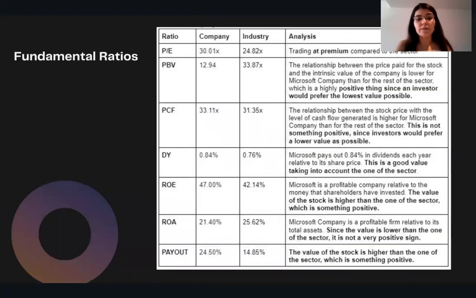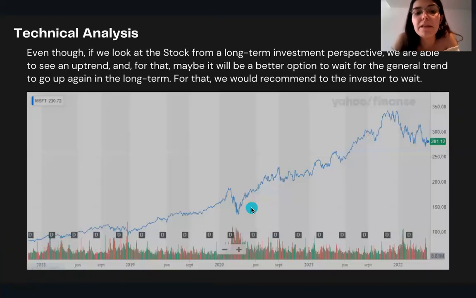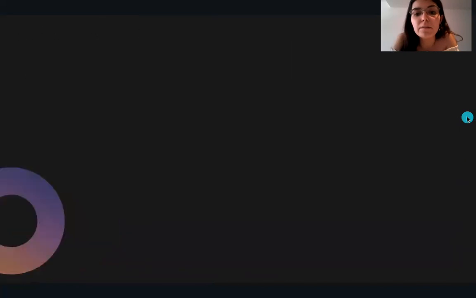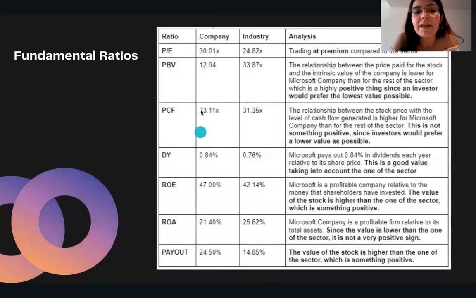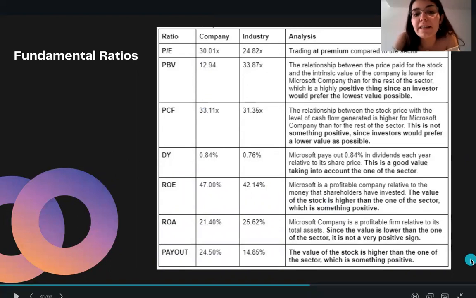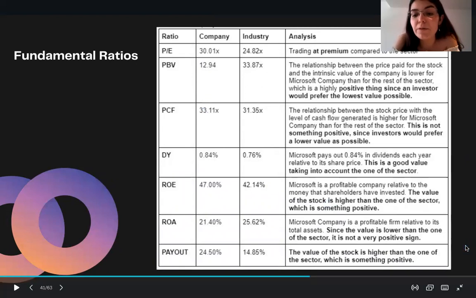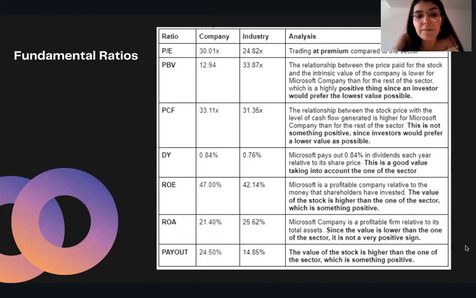So if we look at the fundamental ratios, we can see that Microsoft is trading at a premium compared to the rest of the sector. If we look at the price book value, we'll see that it's a positive thing because its value is lower and we're looking for that. Something similar happens with the ROE and the ROA, in which we see high values for the ROE, so that's something positive.